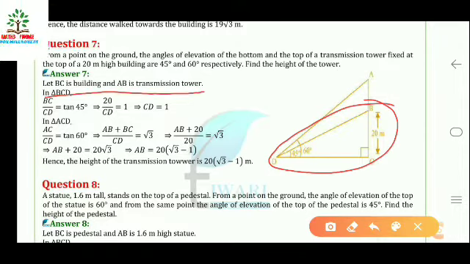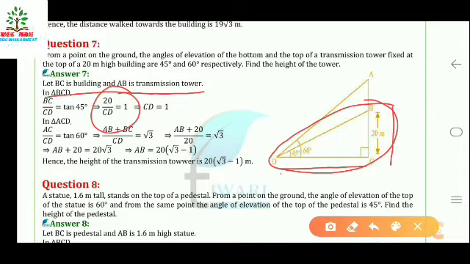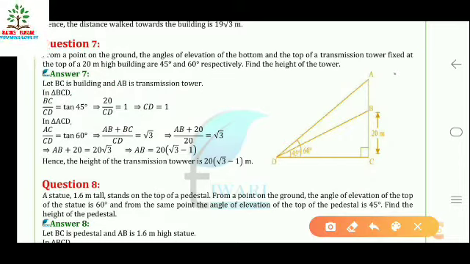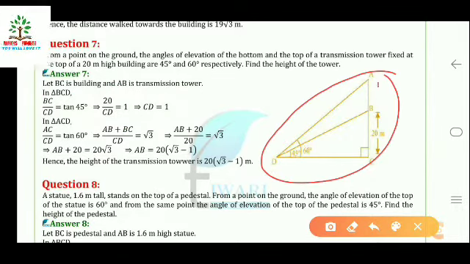In this triangle, BC, the height or perpendicular, upon the base is equal to tan 45 degrees. So we have 20 upon CD is equal to 1, or CD is equal to 20. Now in triangle ACD, we are considering the big triangle ACD. In this triangle we have AC upon CD, that is again tan 60.